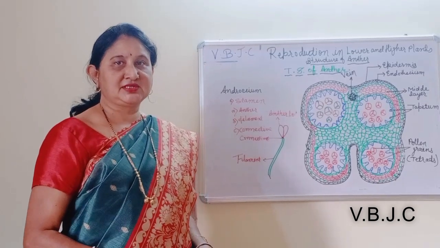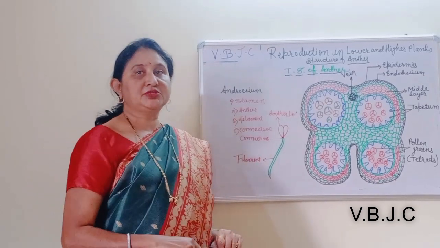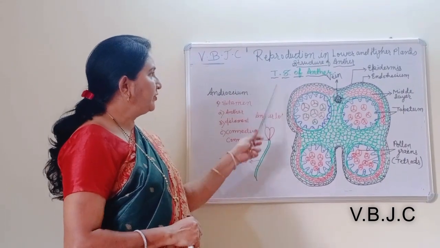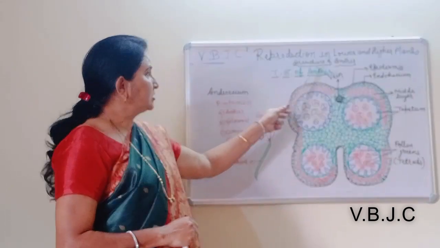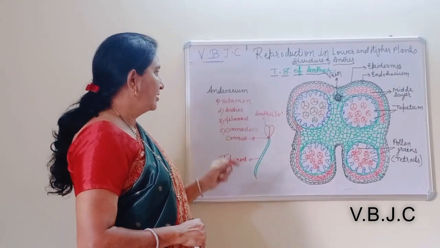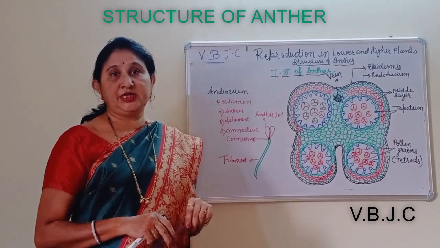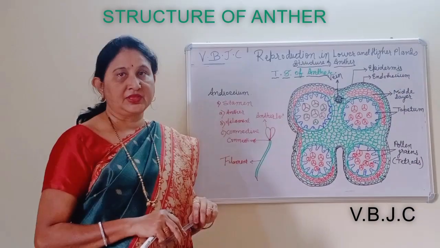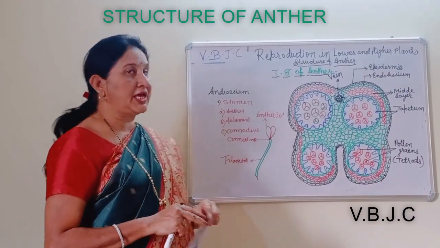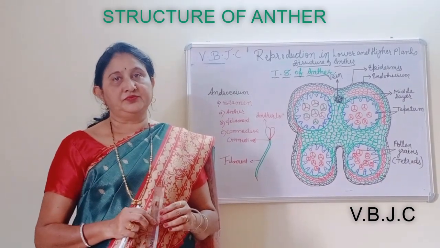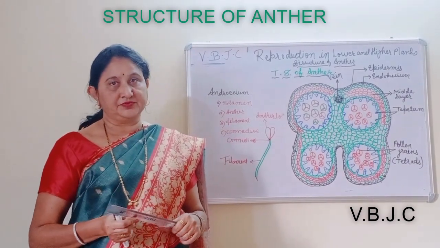Hello students. Under the chapter reproduction in lower and higher plants, today you have to study about the structure of anther. You have already studied in the 11th standard about the typical structure of flower. So before the study of this anther, you have to know about the typical structure of flower.